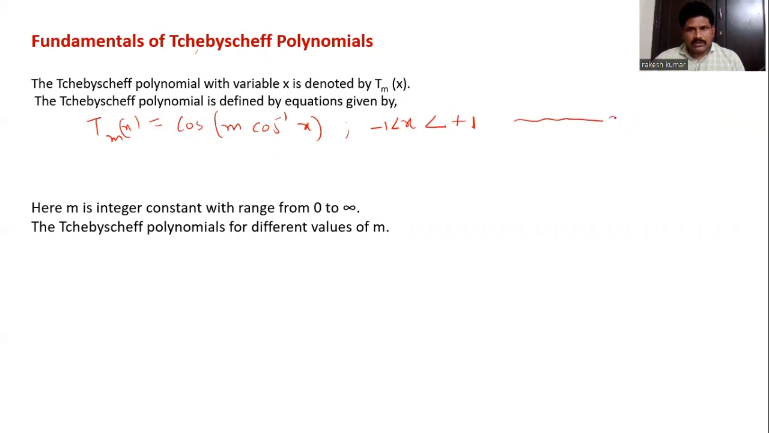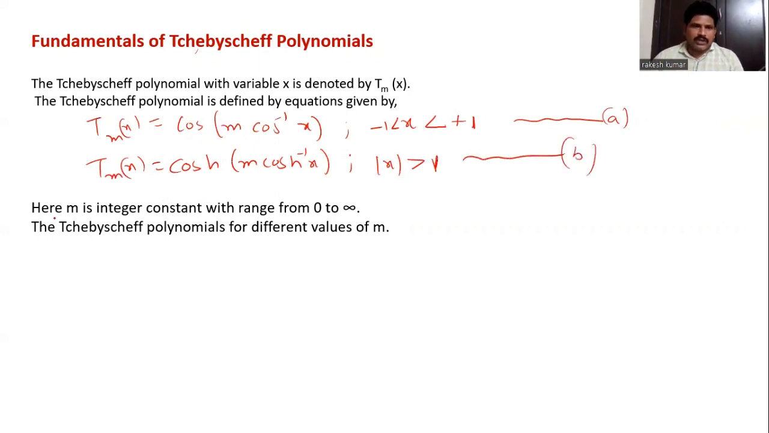The other expression for the Dolph-Chebyshev polynomial is given as Tm of x is equal to cosh of m cosh inverse of x. This is for mod x greater than or equal to 1. Here m is an integer constant ranging from 0 to infinity. Now the Dolph-Chebyshev polynomial for different values of m.